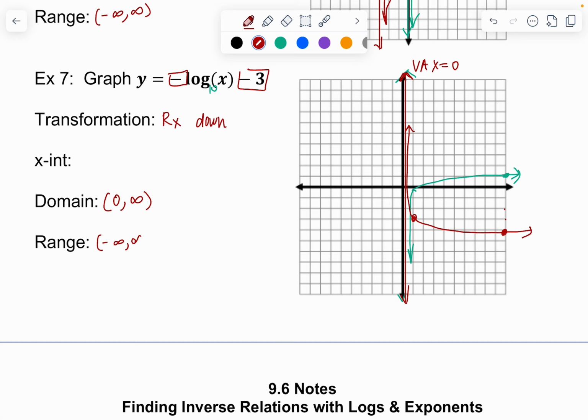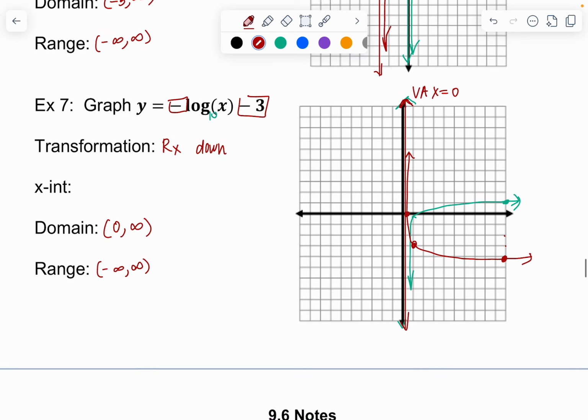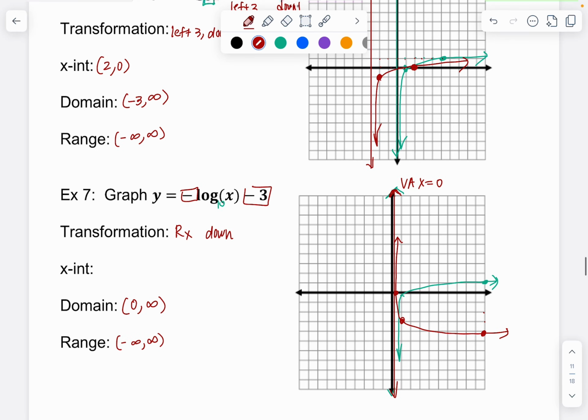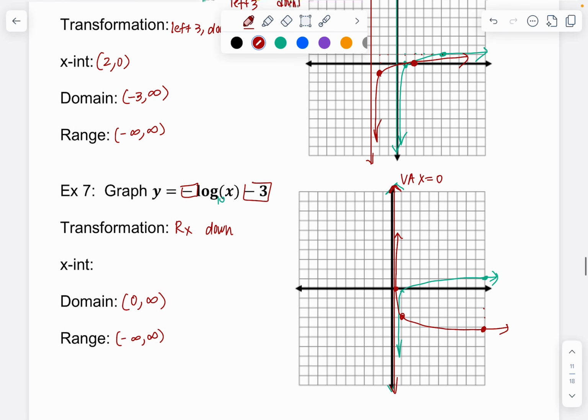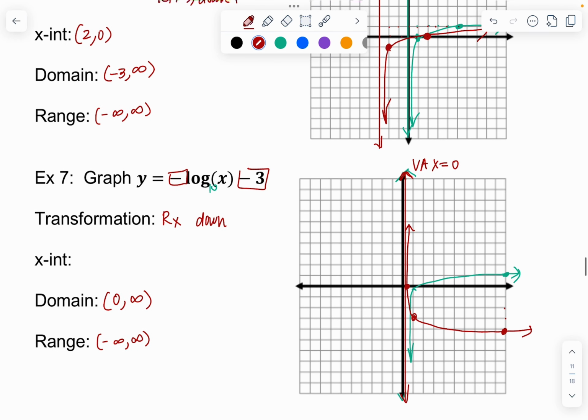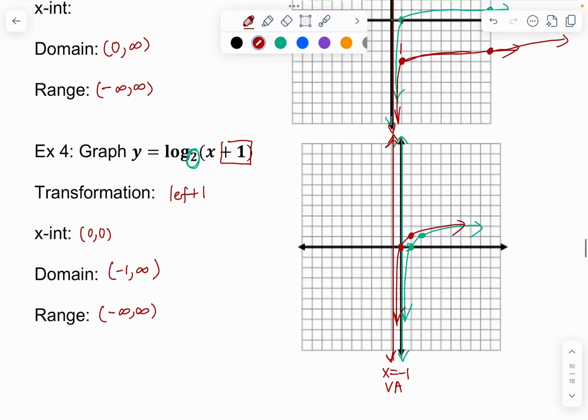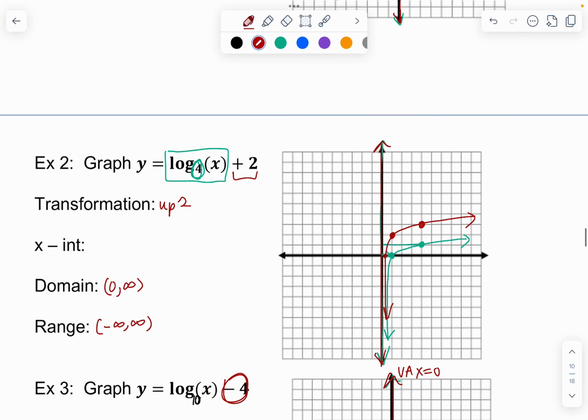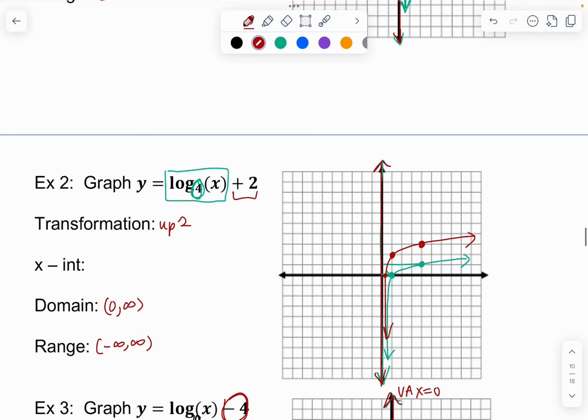And then range, always all real numbers. And so here we have an ugly x-intercept as well. And so to find the x-intercept algebraically when you have a situation like this, let's go back to the other ones we skipped. So here, to find the x-intercept algebraically, you just plug in 0 for the y value and solve for it. And so this is why we had to solve equations before we started graphing.